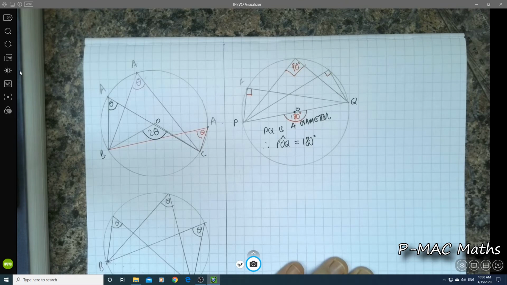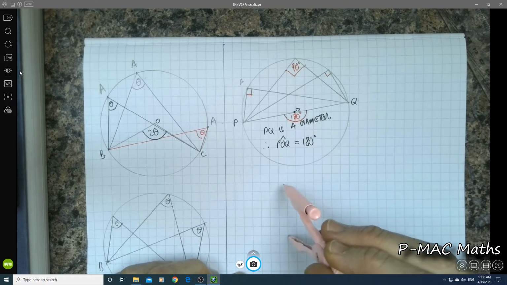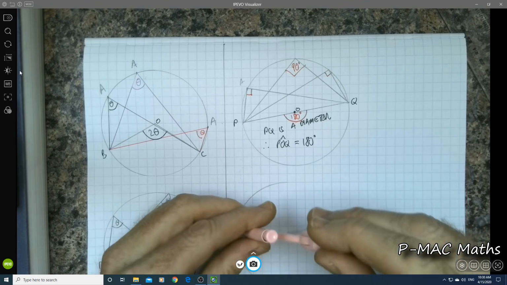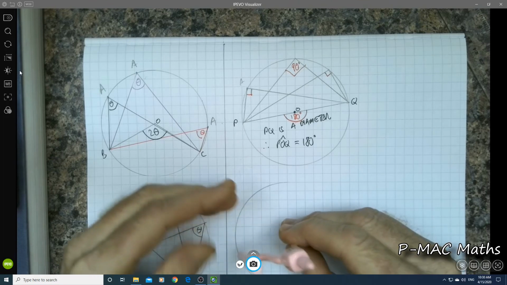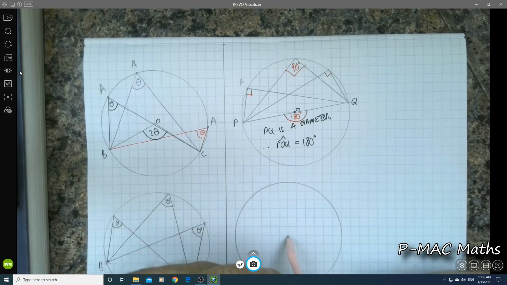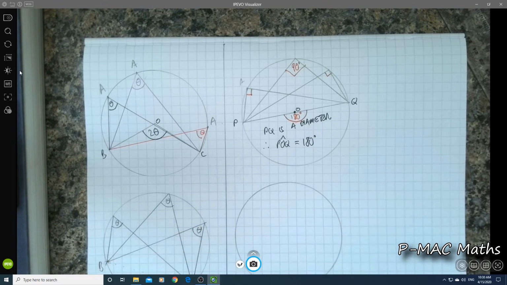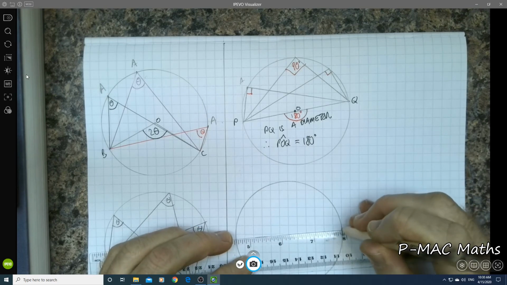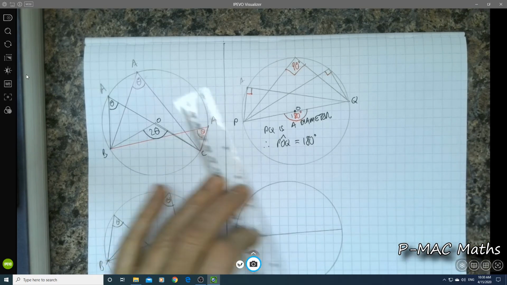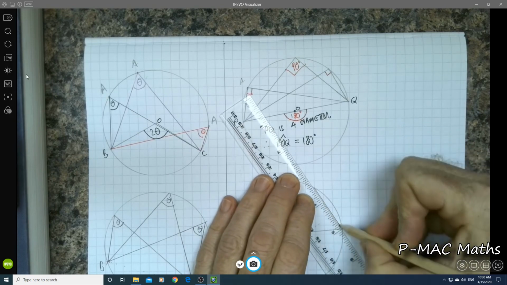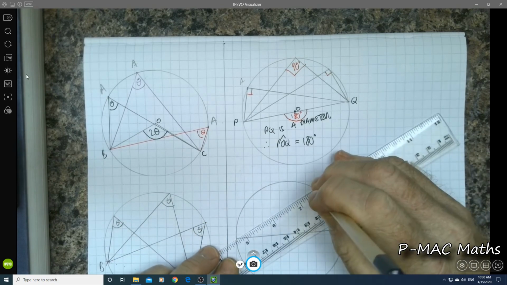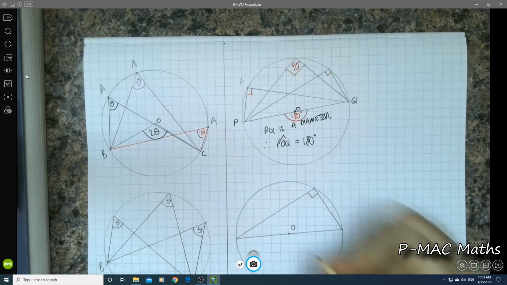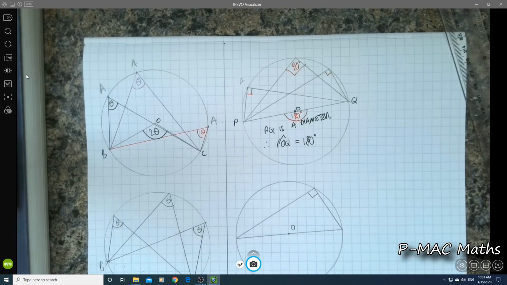Now then, let's just draw a second diagram, just to show that. Let's just draw one like that this time. Let's just put some words on this.